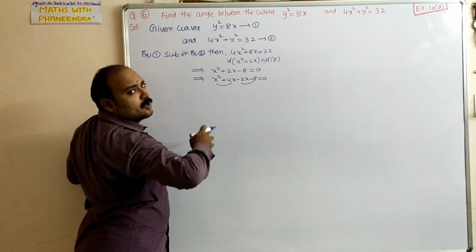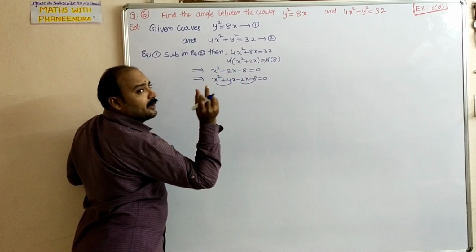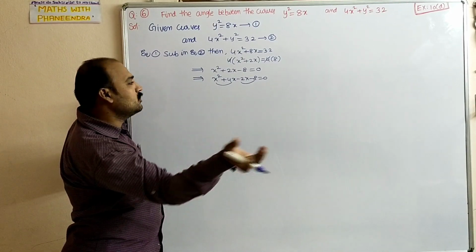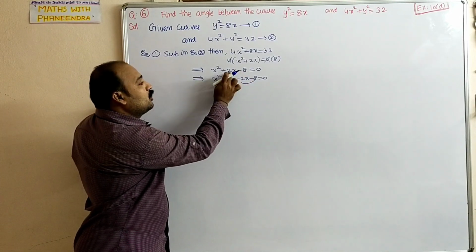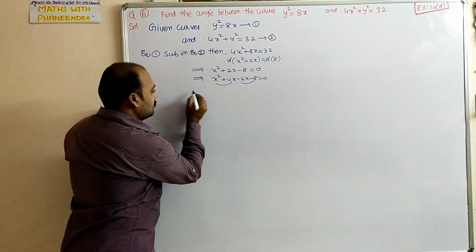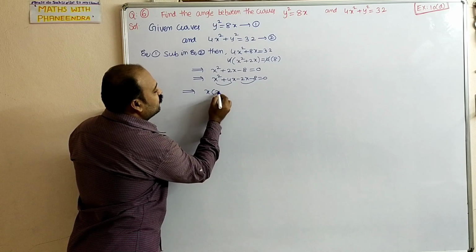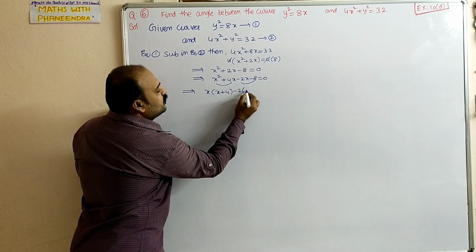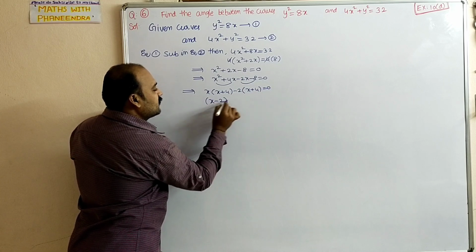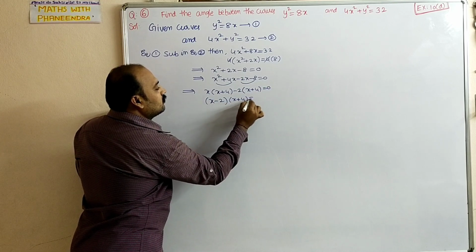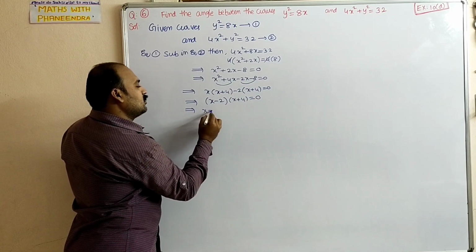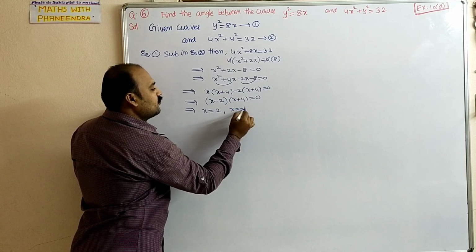Otherwise, like in the previous problem, we can use the quadratic formula, x equal to minus b plus or minus. Suppose you are not getting the idea to write 2x as 4x minus 2x, you can apply the quadratic equation roots. So x into x plus 4 minus 2 into x plus 4 equal to 0. So x minus 2 into x plus 4. That implies x is equal to 2 and x is equal to minus 4.